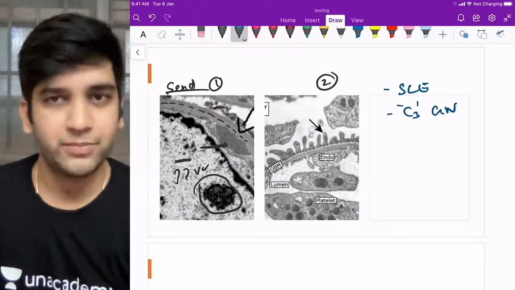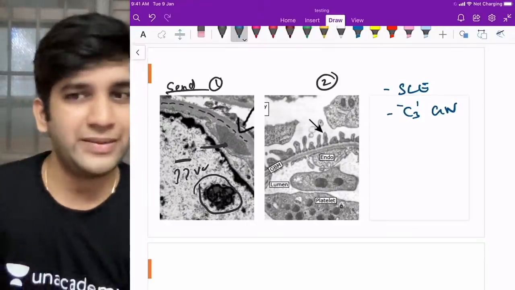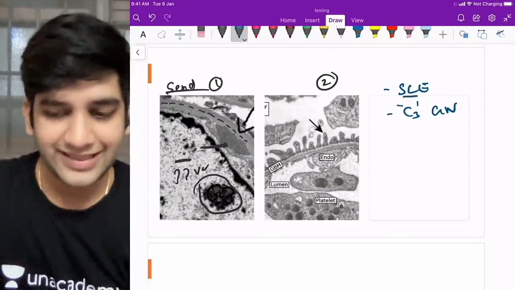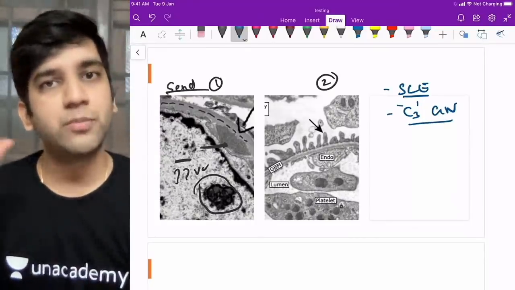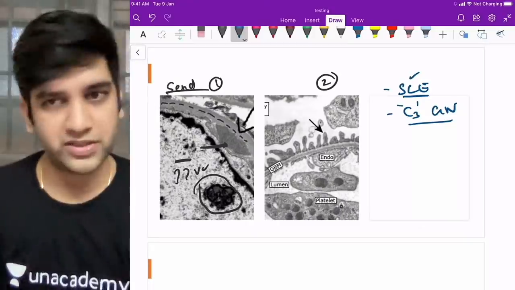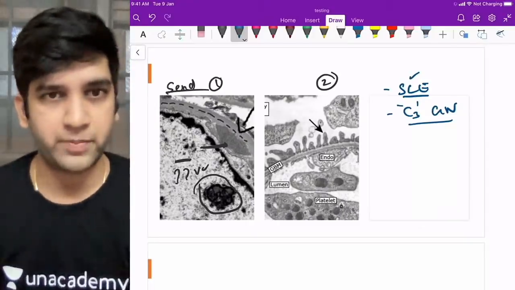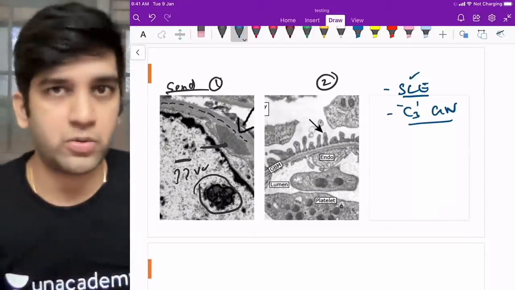PSGN will have everything, right? Mesangium, subendothelial, subepithelial. So I'm keeping them a little bit later. Fine. My SLE, C3 glomerulonephritis. We used to say MPGN because the most common cause of MPGN was lupus nephritis. That's the major cause of MPGN. So MPGN and my C3 glomerulonephritis, right?